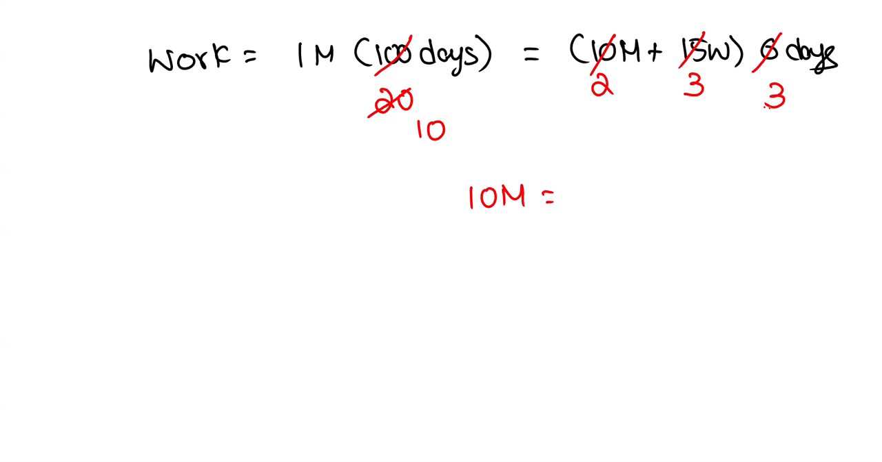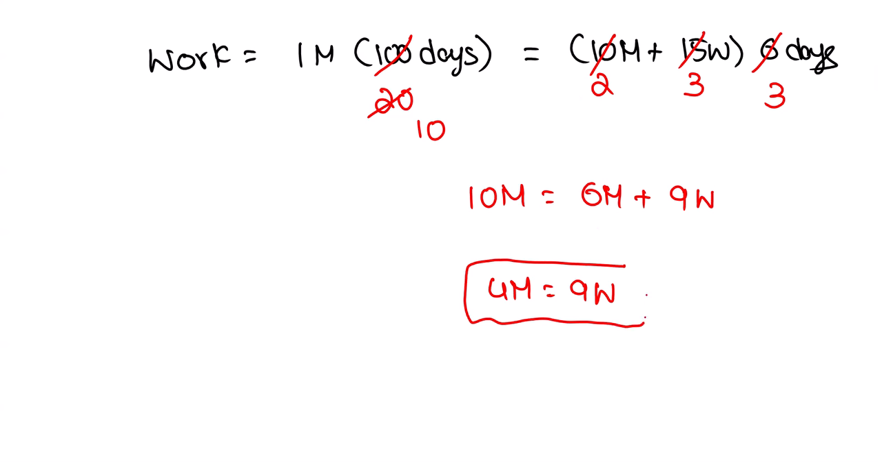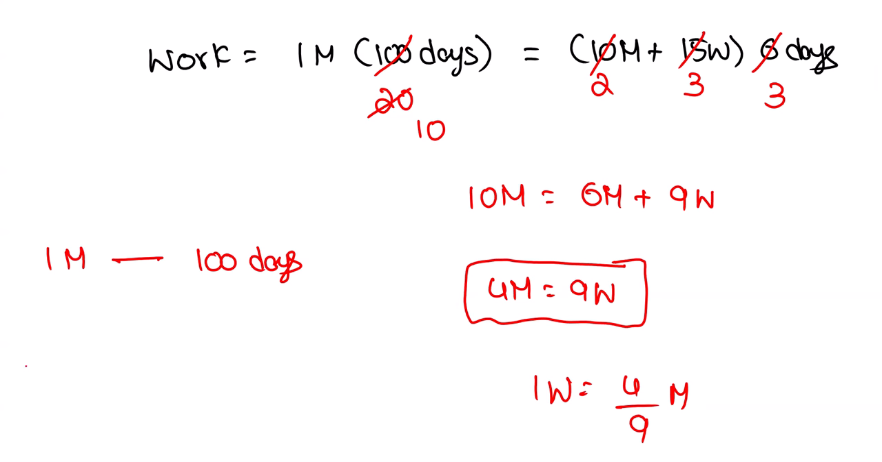10 men equal to 6 men plus 9 women. Clearly, 4 men equal to 9 women. The relationship is 10 and 6, yes, 4 men equal to 9 women. Now, if one man can complete the work in 100 days, the question is regarding one woman, right? Here, one woman is nothing but 4 by 9th of a man. One man takes 100 days, so we can calculate for 4 by 9th of a man, which is one woman.